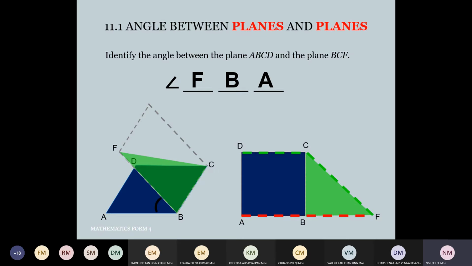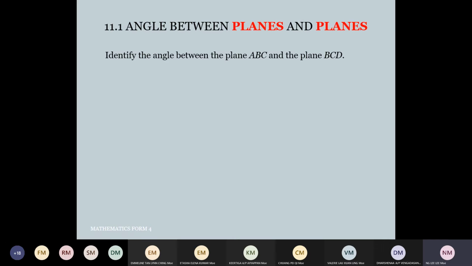ABF, FBA, same thing. So here is the angle. For these two planes, if they ask for the angle between, there is only one answer, different from just now where there can be two answers. So this is the second example. I hope you are clearer now. Okay, let us try the third one.